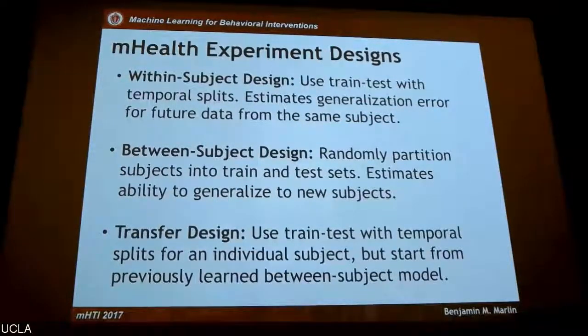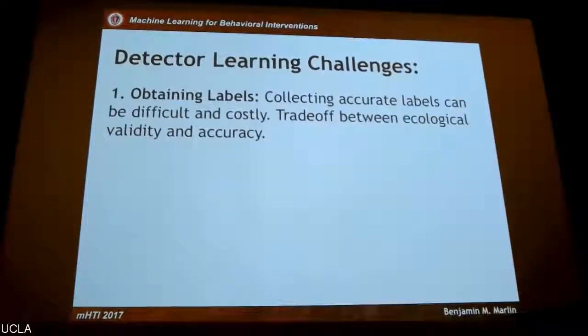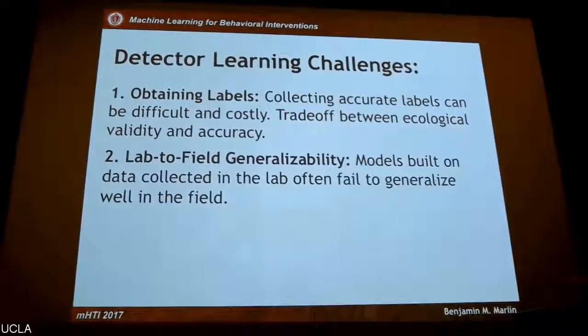But it's important to be cognizant of how you design the experiment so you can interpret the results that come out. Right? In terms of challenges, I already mentioned a bunch of these. So why is this problem hard, specifically in mobile health, or why can it be hard? Collecting accurate labeled data can be difficult and it can be costly. There's often a trade-off between ecological validity and the amount of data, the accuracy that you can get out, right? So a common problem related to that is what's called lab-to-field generalizability. And we heard about this yesterday as well.